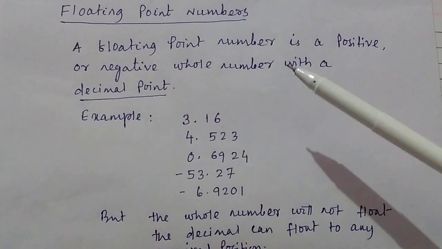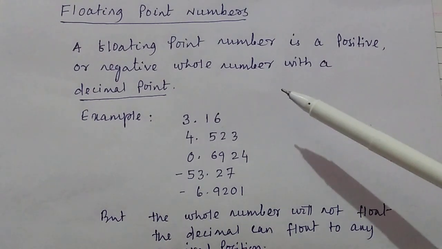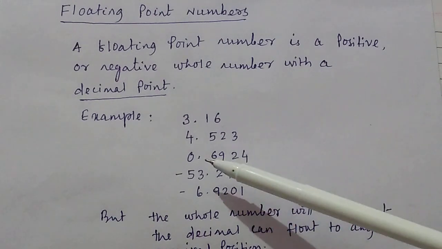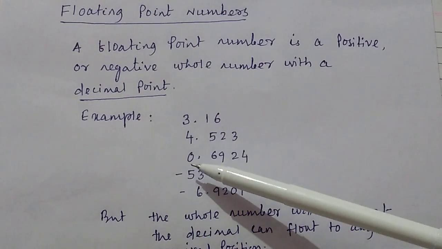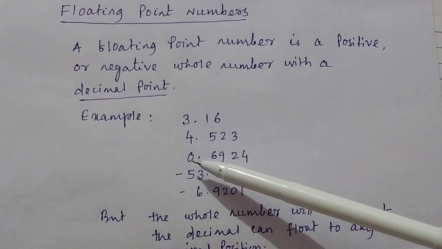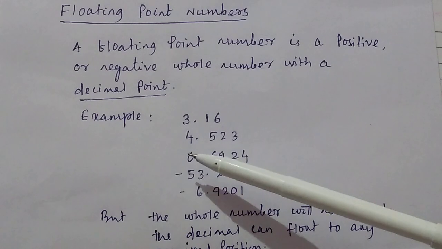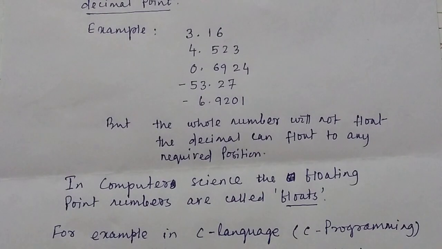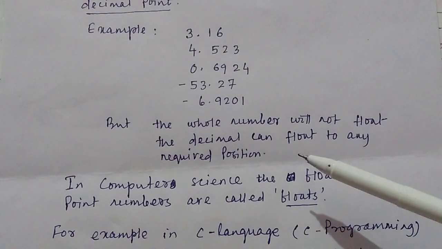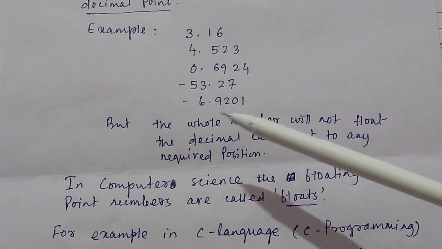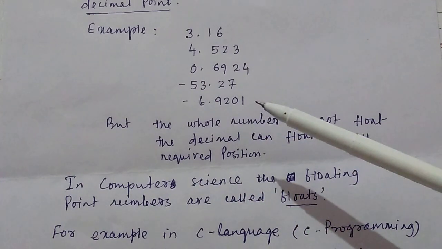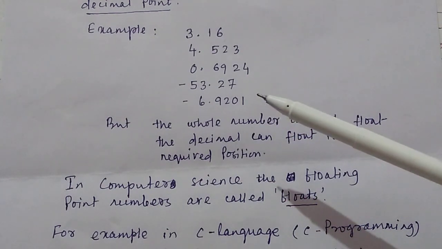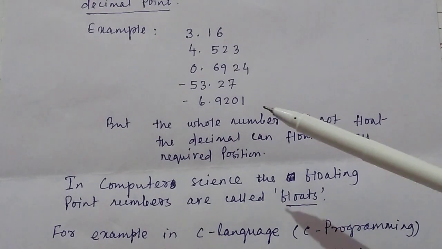So you should remember about floating point numbers, that is numbers with either a positive or negative whole number with a decimal point. If you have no whole number, that means the whole number is 0, and you have some decimal points. And most important to remember is that the whole number will not float, but the decimal positions will float. You should remember this in computer programming.